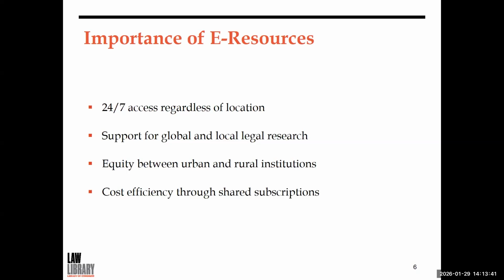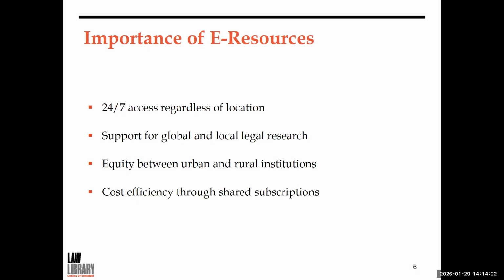Even e-resources have brought equity between urban and rural institutions, in that now schools and libraries in rural areas can access the same digital materials as universities or institutions in urban setups. This promotes equal learning opportunities for all users, and you'll find now even people are not shying away from enrolling in some professions that were only known to be done in urban setups. Now there's that equity, and e-resources is something that has brought about that equality.